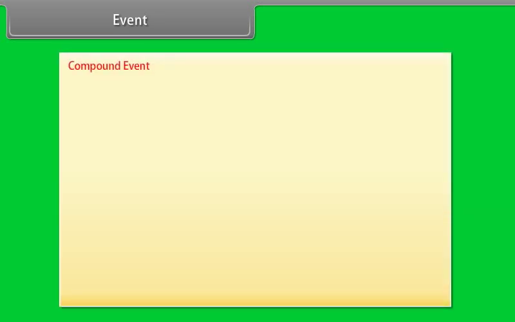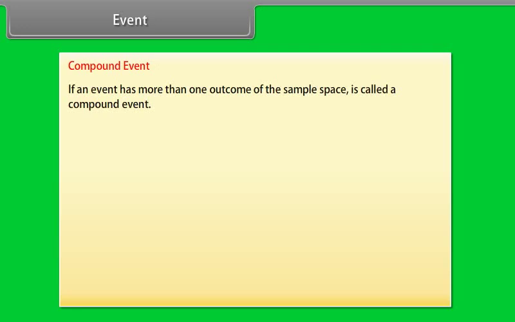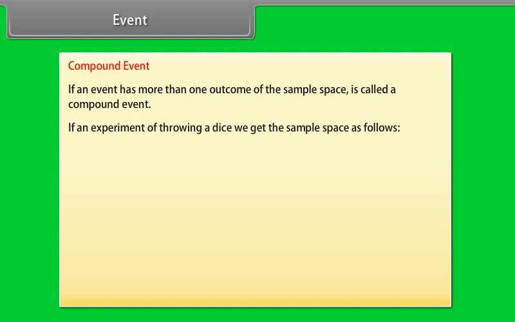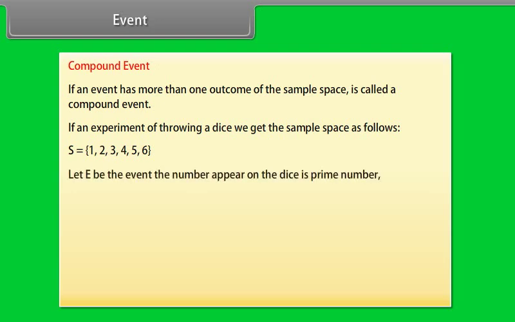Compound event. If an event has more than one outcome of the sample space, it is called a compound event. To understand it, let's take an example. In an experiment of throwing a dice, we get the sample space S is equal to {1, 2, 3, 4, 5, 6}. Let E be the event the number appearing on the dice is a prime number. Thus the event E is equal to {2, 3, 5}. It is a compound event.